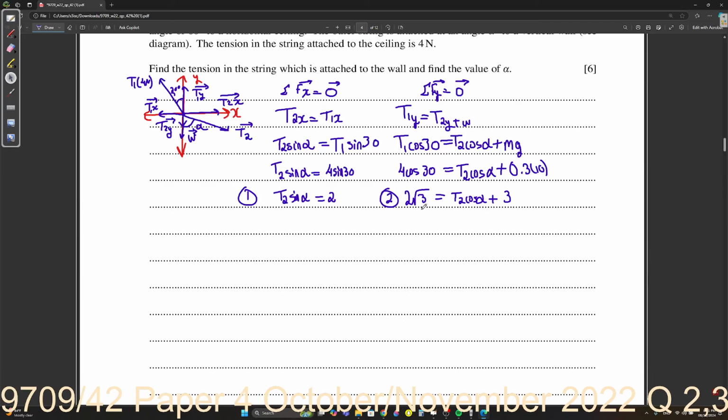You're going to find an expression for T2. You're going to say that T2 cosine alpha is equal to 2 radical 3 minus 3, right? So T2 is equal to 2 radical 3 minus 3 over cosine alpha. This is the expression for T2, right? So here I can substitute T2 with this. So I'm going to get 2 radical 3 minus 3 over cosine alpha times sine alpha is equal to 2. Sine over cosine is going to get me tan.